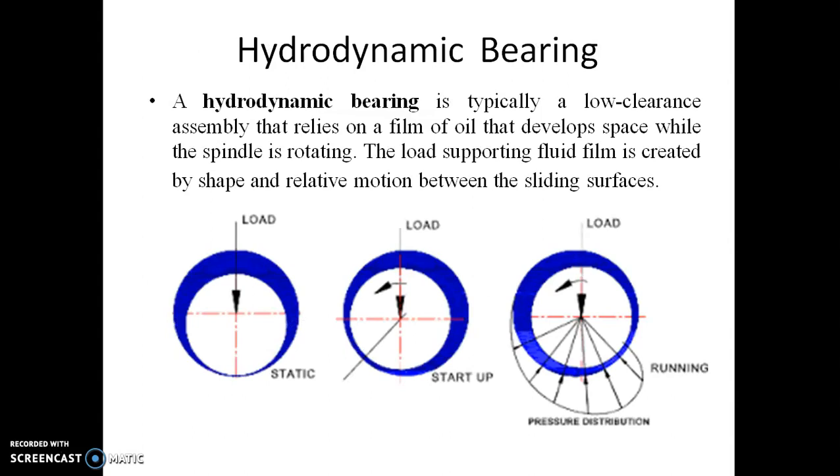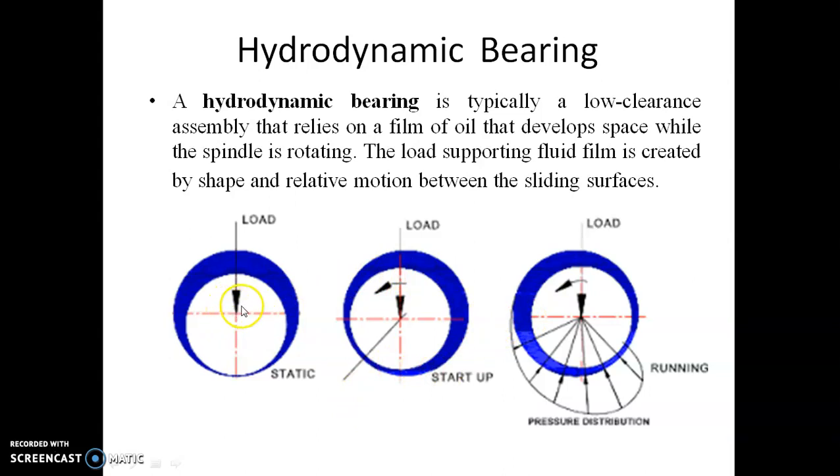Next point is hydrodynamic bearing and its working principle. A hydrodynamic bearing is typically a low clearance assembly that relies on a film of oil that develops space while the spindle is rotating. The load supporting fluid film is created by shape and relative motion between the sliding surfaces.